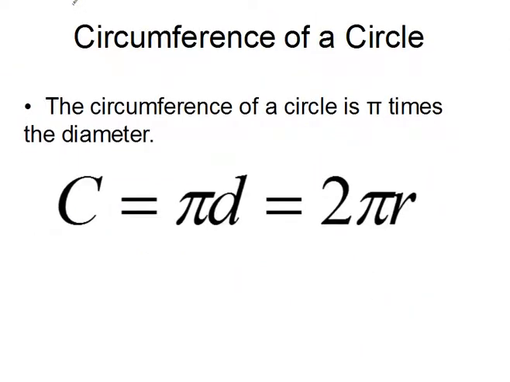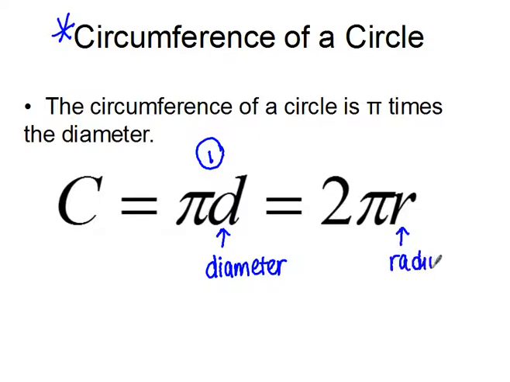All right, a formula that you definitely need to know, so you need to put a star by this or highlight it or whatever you need to do so you can remember it. The circumference of a circle is pi times the diameter. This is formula number one, pi times the diameter. We also can say 2 pi times the radius. This would be another formula.